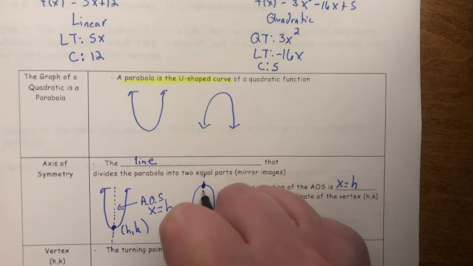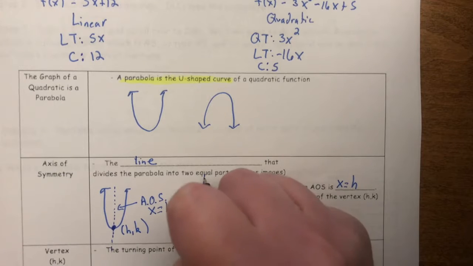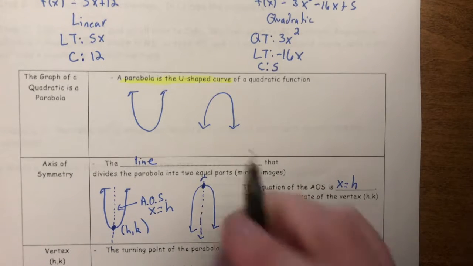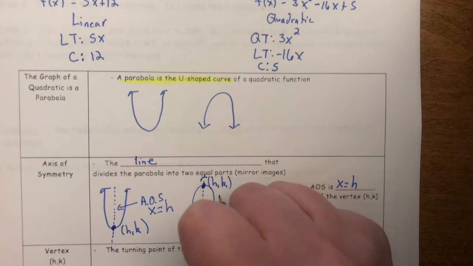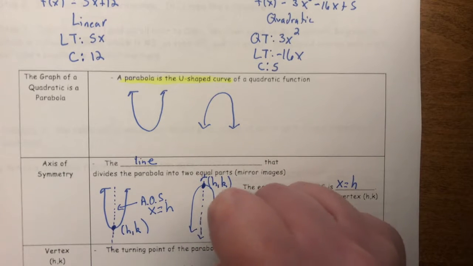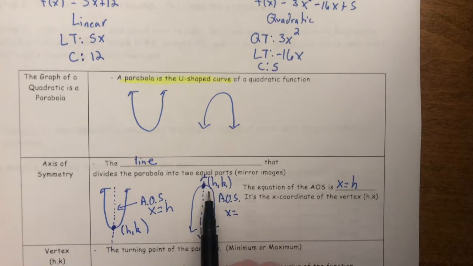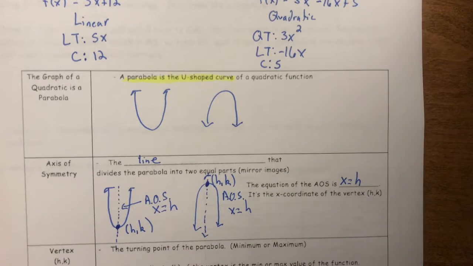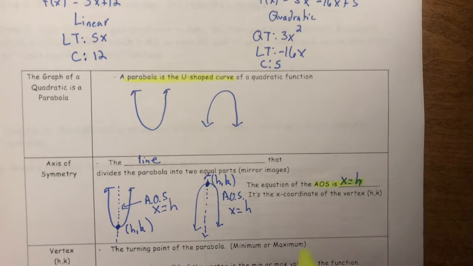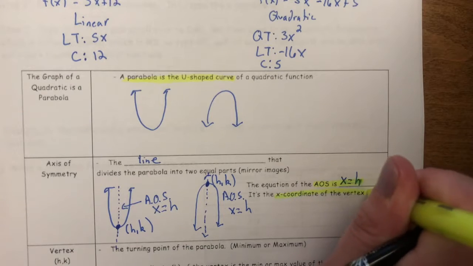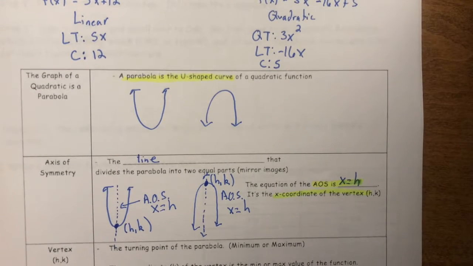Okay, the same thing would occur if we had the parabola opening down as well. We find our vertex, and the axis of symmetry would go through the vertex because it's going to cut the parabola in half. We'll call our vertex h comma k, and it's going to have the equation x equals whatever your x coordinate is, and in this case it's x equals h. Okay, so again, x equals h is the equation because it's a vertical line, and h is the x coordinate of your vertex.